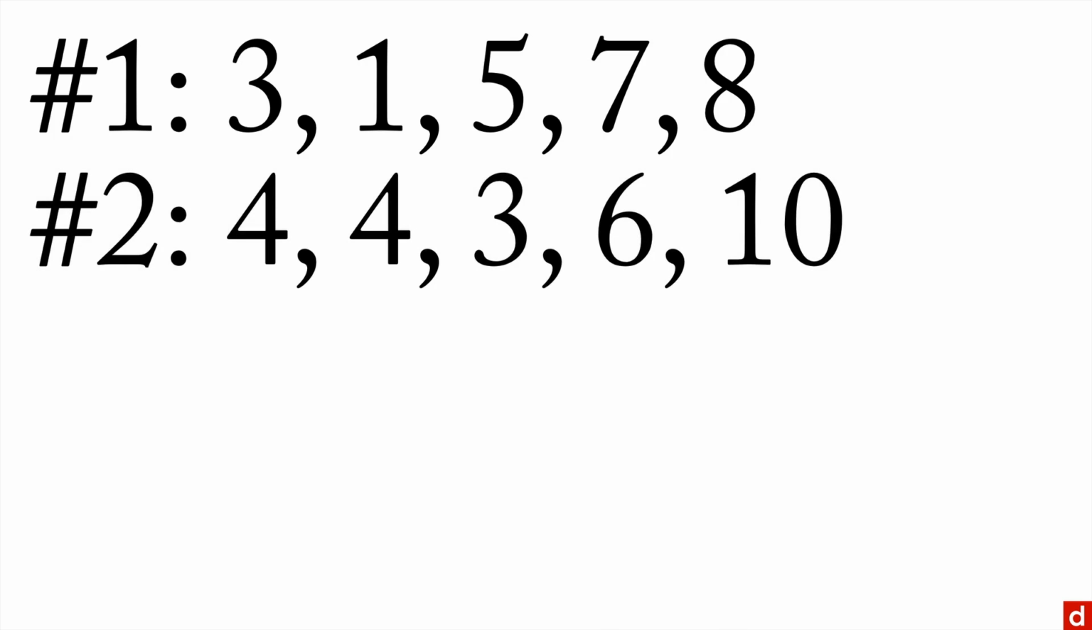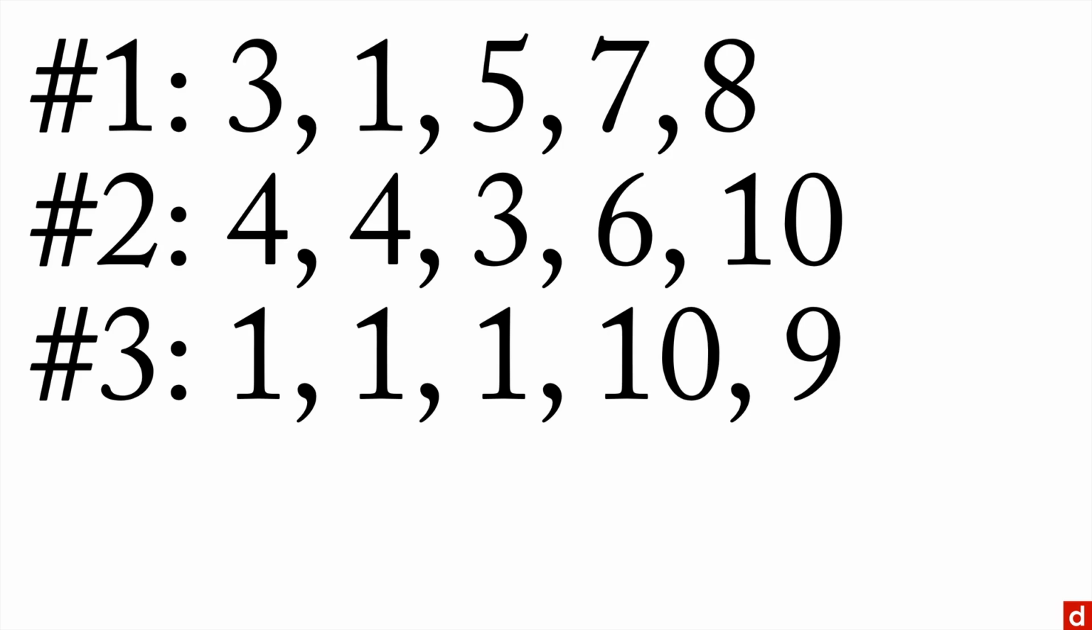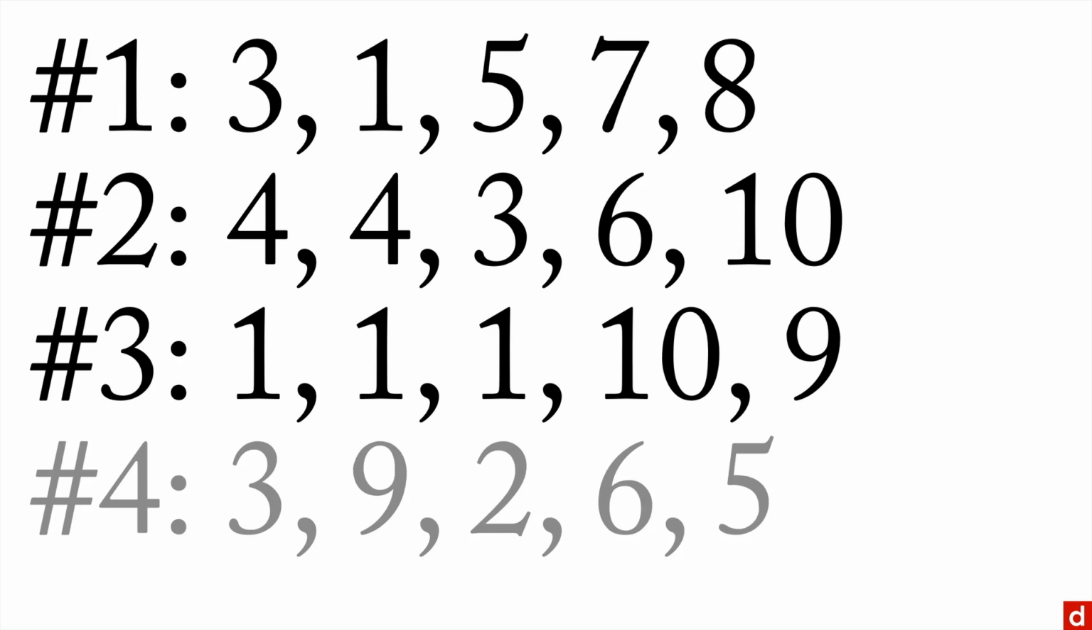Interestingly, that is almost all odd numbers, almost. My second sample is 4, 4, 3, 6, and 10. So you see I got the 4 twice, and I didn't get the 1, the 2, the 5, the 7, or 8, or 9. The third sample, I got three 1s and a 10 and a 9. So we're way at the ends there. And then my fourth sample, I got a 3, 9, 2, 6, 5.